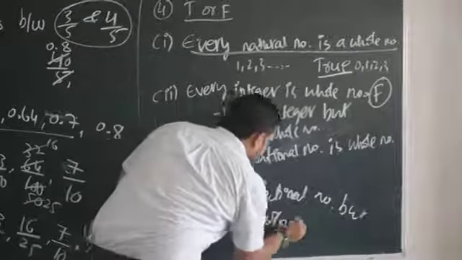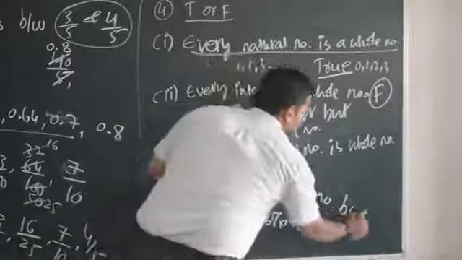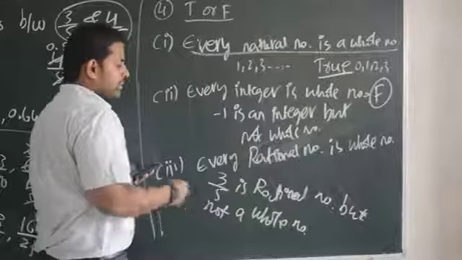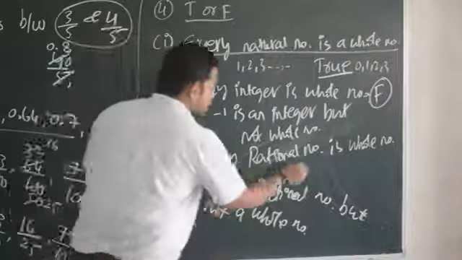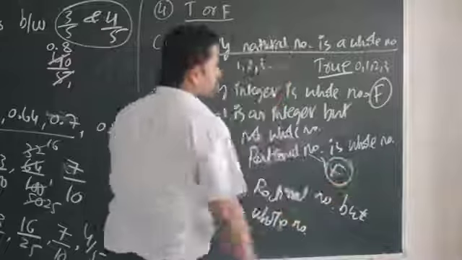3 by 5 is a rational number, but not a whole number. Is it a whole number? No, it is not a whole number. Are you getting my point? 3 by 5 is a rational number, but not a whole number. That's why this statement also becomes false. I hope you are understanding.